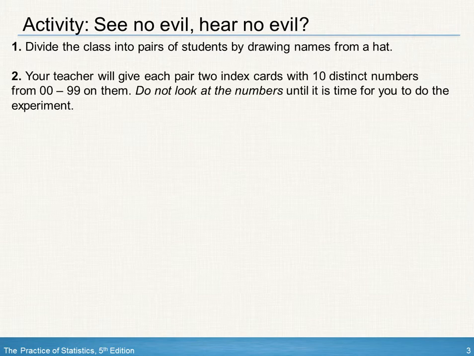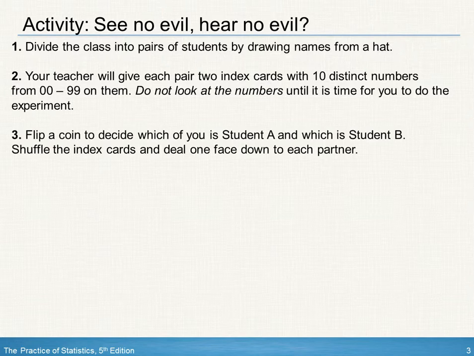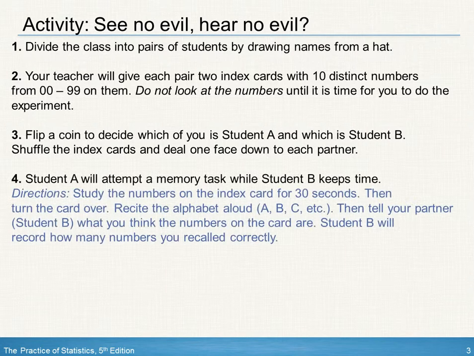Each pair should receive 2 index cards with the 10 distinct numbers on them facing down. Next, have the pair flip a coin, deciding who will be student A and who will be student B. Now, student A will receive 30 seconds to remember as many numbers as possible on their index card. Student B will keep time.